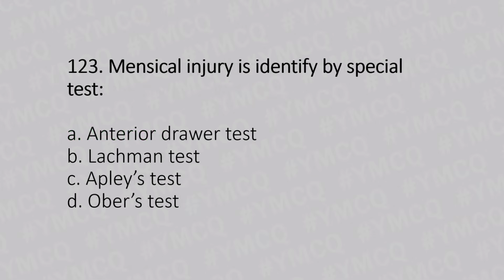Now let's move to question number 123. Meniscal injury is identified by special test. Option A, anterior drawer test. Option B, Lachman's test. Option C, Apley's test. Option D, Ober's test. And the answer is option C, Apley's test.